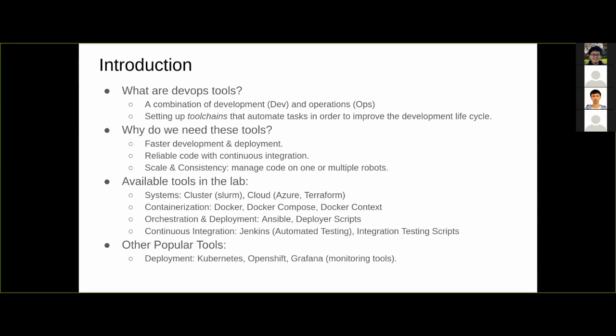Other popular tools outside are things like Kubernetes, OpenShift, and Grafana. They're a lot more heavyweight tools. We're getting around that by using our custom deployer, which is a lighter weight version of this, so we don't need these heavyweight tools unless the lab is interested in them for future work. But right now, we don't have a use case for it.